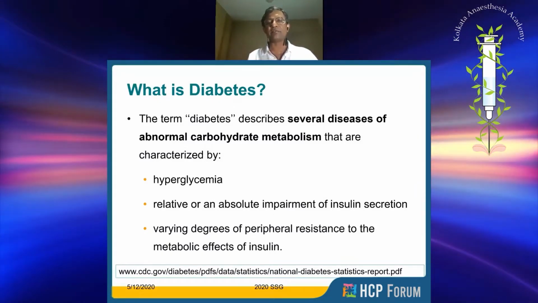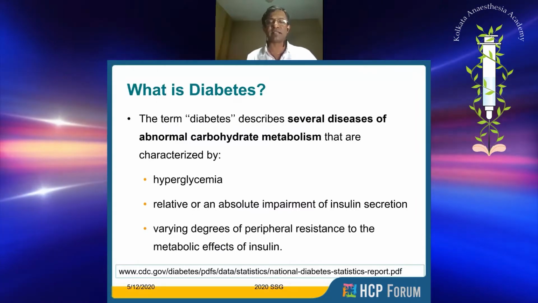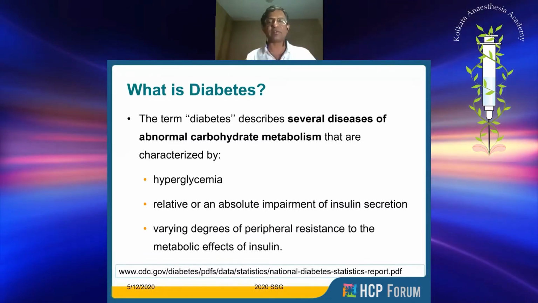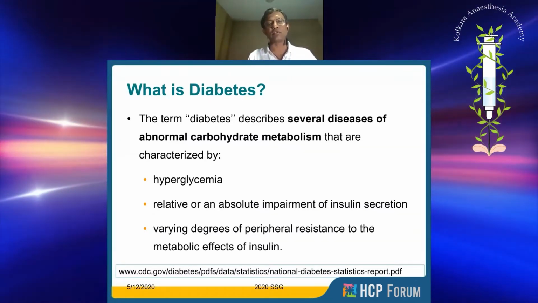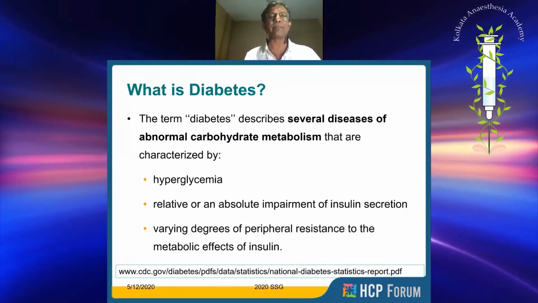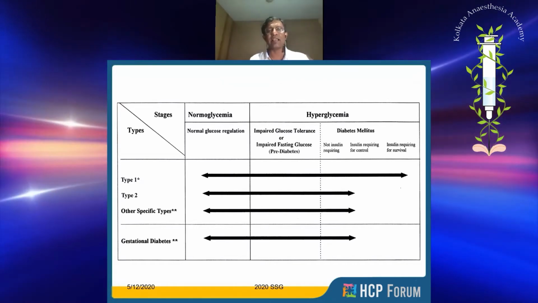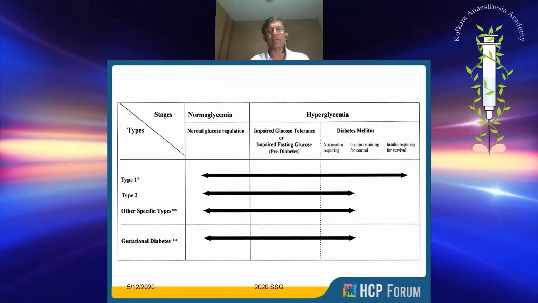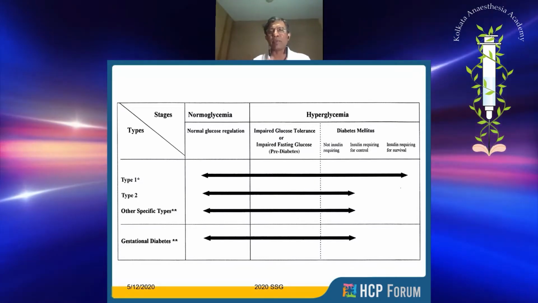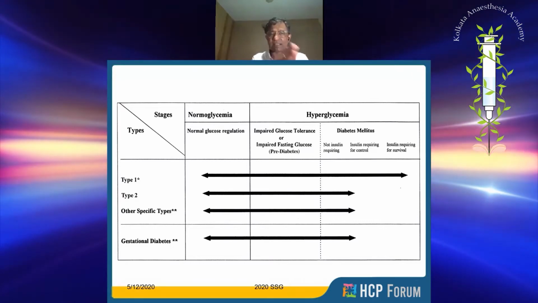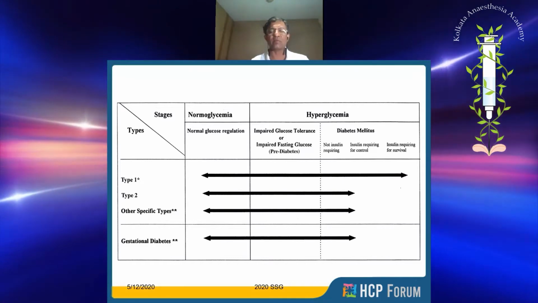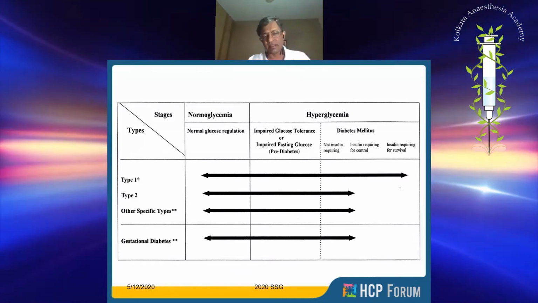Hyperglycemia, a relative or an absolute impairment of insulin secretion. If you go by this definition, you'll figure out that it is alluding to the types of diabetes that we know of, and also varying degrees of peripheral resistance to the metabolic effects of insulin. So you have type 1 diabetes and type 2 diabetes, and they can have hyperglycemia, impaired glucose tolerance, and also they can start off with just normal glucose regulation. And you also have the other types, and chief among them that we hear about is gestational diabetes.